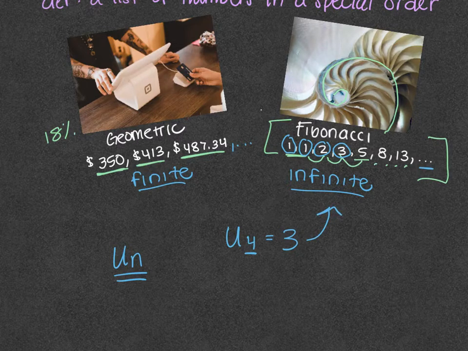Okay. If I said U sub 6, then we would look for our 6th term over here. So 1, 2, 3, 4, 5, 6. So it would be equal to 8. So that's going to just be some important notation stuff for you guys to use going forward.